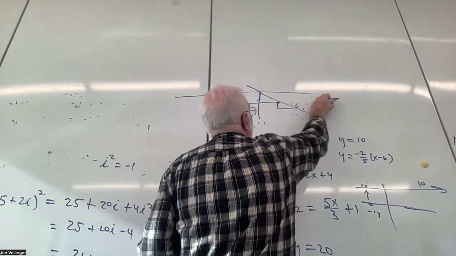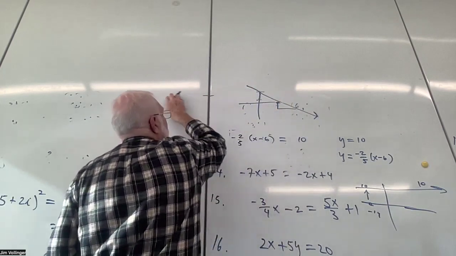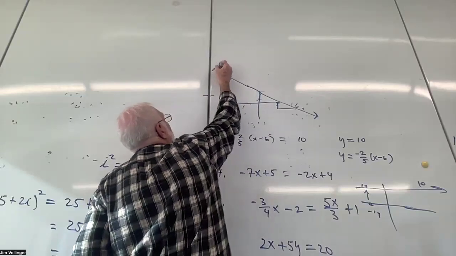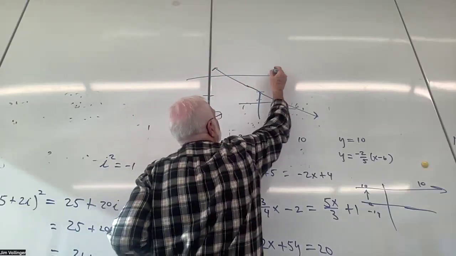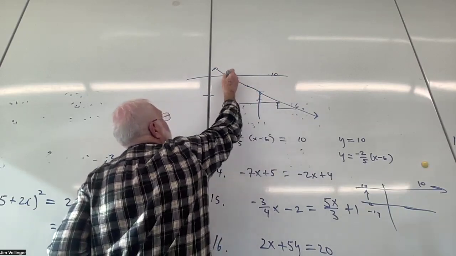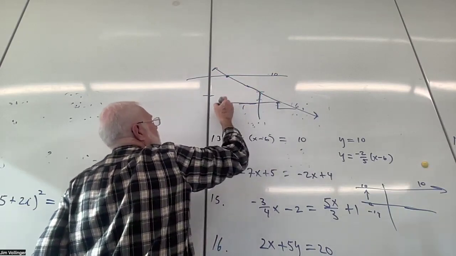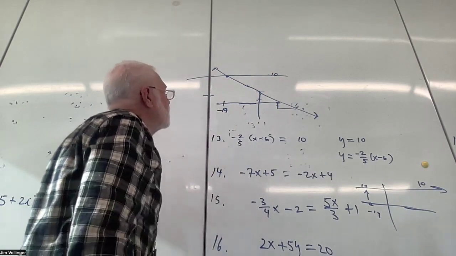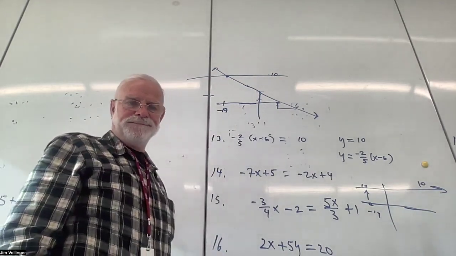Oh, boy, did I butcher that. I can't reach high enough. Here's 10. Does that x value look like it might be negative 19? If I drew it well enough, it should.